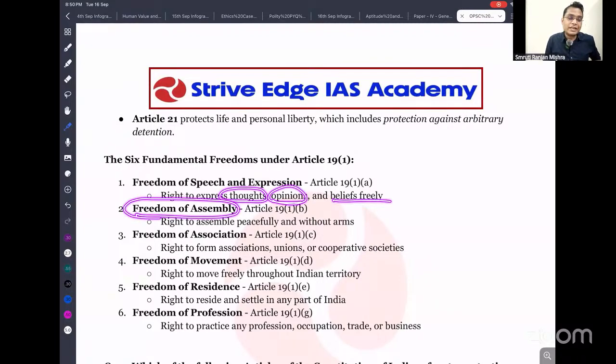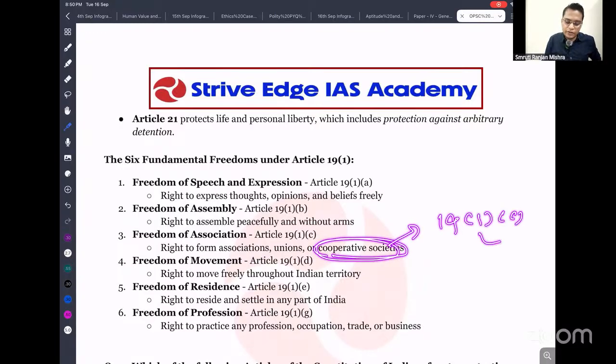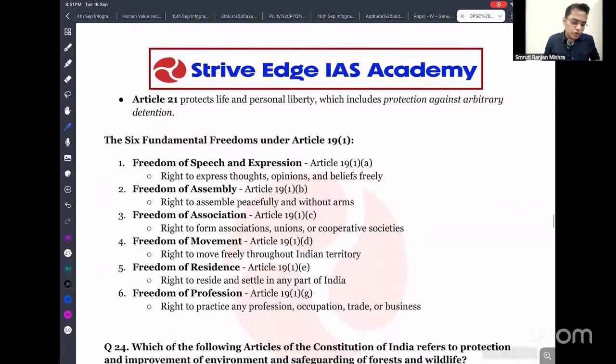Next is the right to freedom of assembly, so you can assemble peacefully without arms. Freedom of association also includes forming associations, unions and cooperative societies. So from here we are also deriving the cooperative society. Article 19(1)(c) provides for the cooperative society. They can ask a question: cooperative society is mentioned in which part of the Constitution? Okay, it is in the fundamental rights.